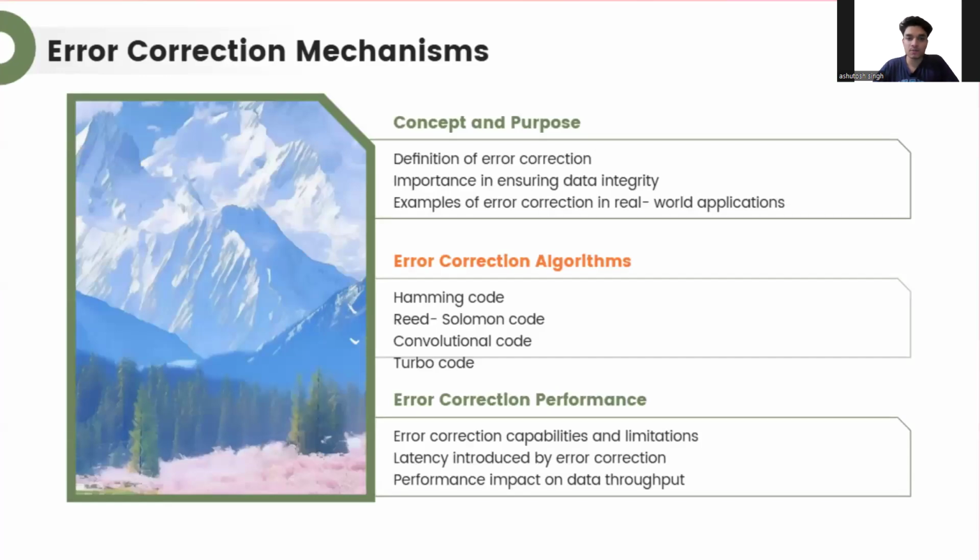Error correction mechanism. Concept and purpose. Definition of error correction. Importance in ensuring data integrity. Examples of error correction in real-world applications. Error correction algorithms: Hamming code, Reed-Solomon code, convolutional code, turbo code.